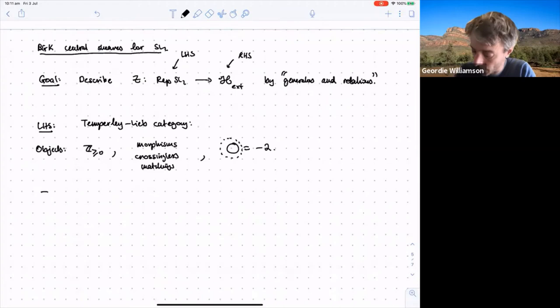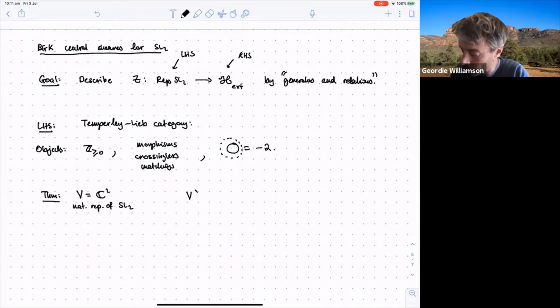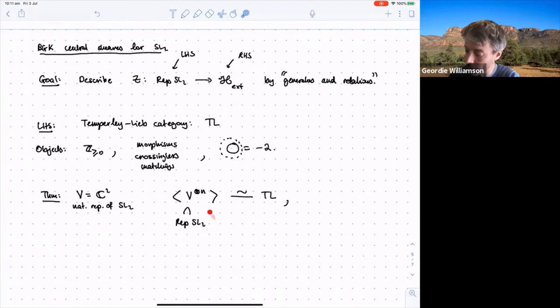And the beautiful theorem is that if we let V equal C^2 be the natural representation of SL2, then the full subcategory generated by the tensor powers of V inside Rep SL2 is equivalent to Temperley-Lieb. And because this category is equivalent to the additive Karoubi envelope of this category, Temperley-Lieb, if we take the additive Karoubi envelope, this is equivalent as a monoidal category to Rep SL2.